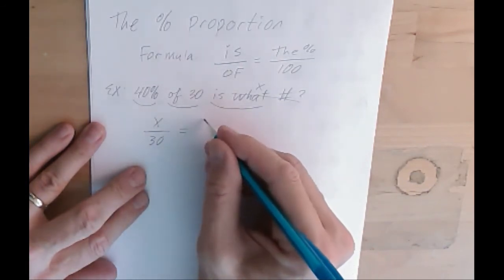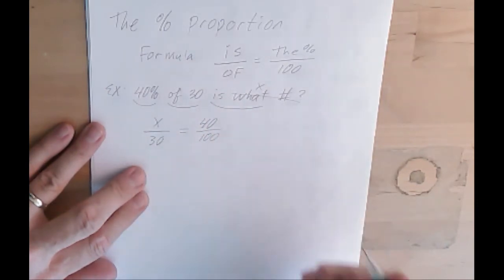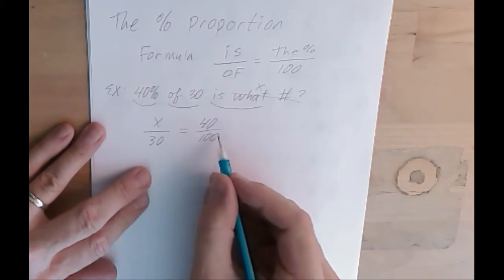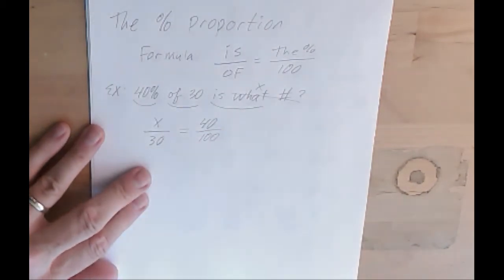Remember, just write 40 and don't write 40%. And on the bottom, you've got 100. So the 100 takes care of the percent, right? Because 40% is equal to that fraction. Okay?